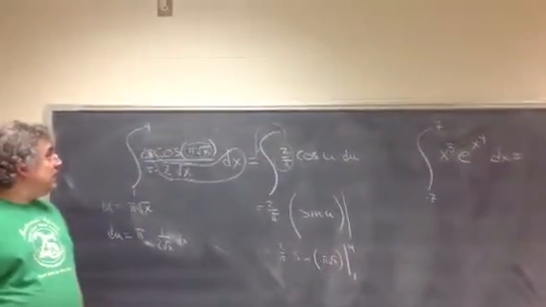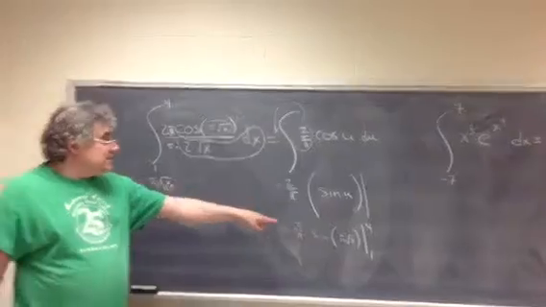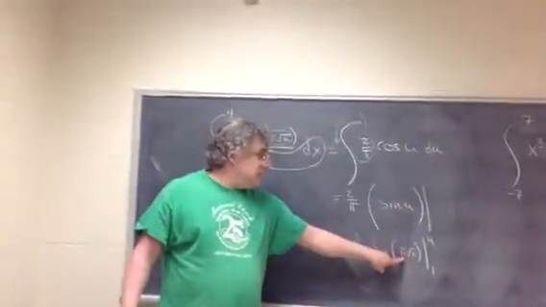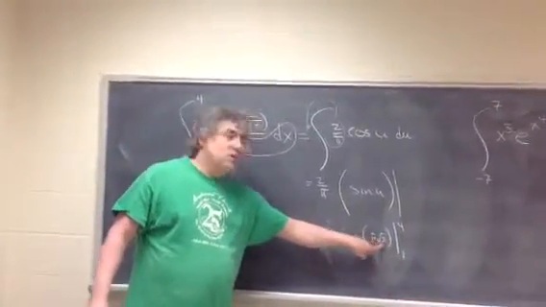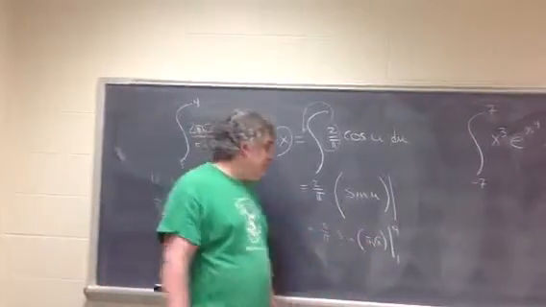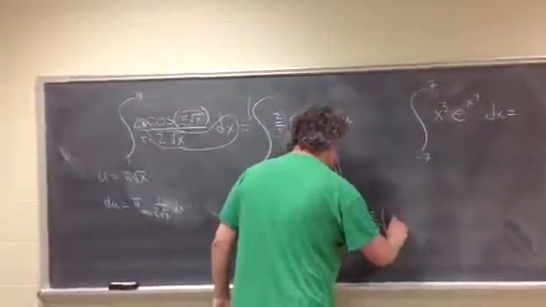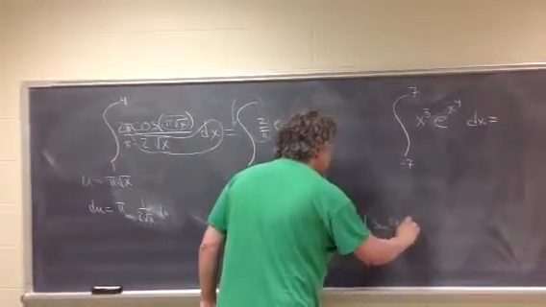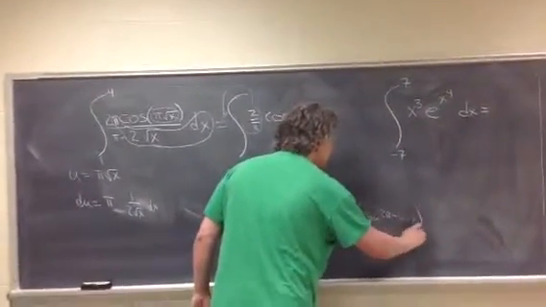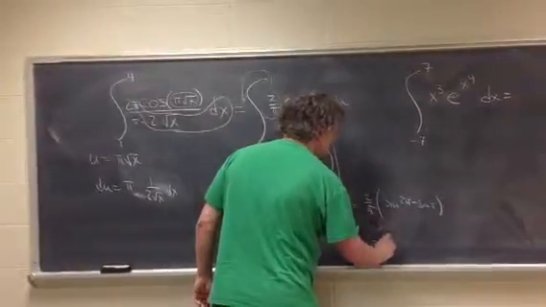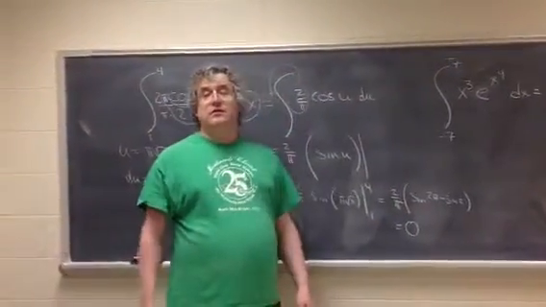Because the 4 makes that 2, so we have the sine of 2 pi. The 1 makes that 1 pi. So this is 2 over pi, the sine of 2 pi minus the sine of 1 pi. Both of those are 0, and we get 0.